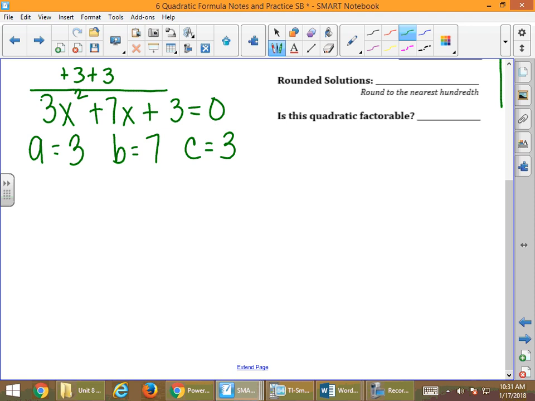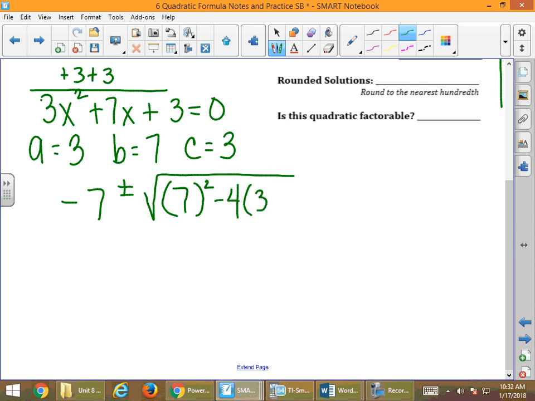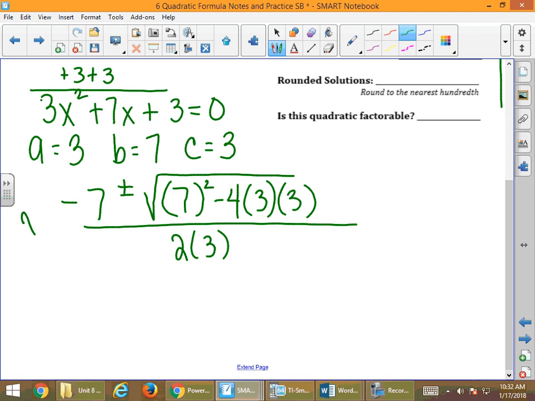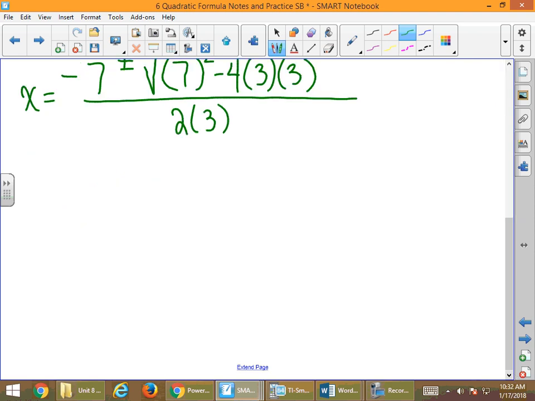So it's going to be the opposite of B, plus or minus the square root of B squared minus 4 times A times C, all divided by 2 times A. When we use the quadratic formula, this is giving us the roots of the equation. Where does this equation cross the x-axis? You can type it in your calculator.